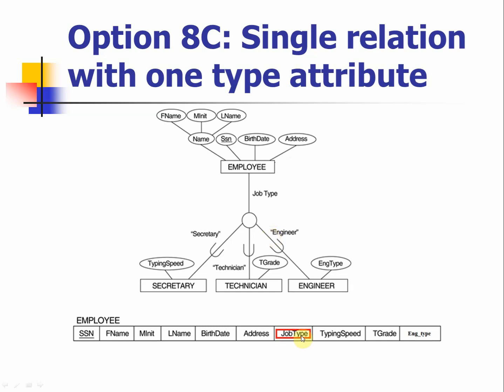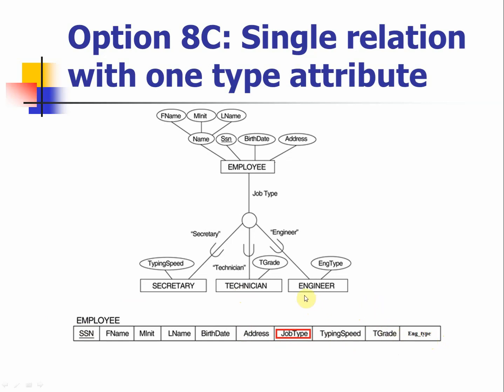So, job type. Once we create this, if that person is a secretary, we will put secretary in job type, with the typing speed indicating the local attribute. For T-grade and engineer type, in this example, it will be null, because that's a secretary. If this person is a technician, then it will have all of these attributes with technician here, with some values for its T-grade, a null value for typing speed, and a null value for engineer type. It will be similar for the engineer.